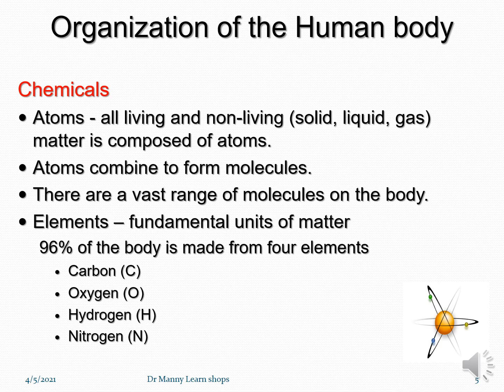When we look at initially the organization of the human body, you look at chemicals. And really, they're atoms. And atoms are all living and non-living matter. These can be solid, liquid, or a gas. Atoms combine to form molecules. And there are so many different molecules in the body. Elements are defined as the fundamental units of matter. And 96% of the body is made up primarily of 4 elements: carbon, oxygen, hydrogen, and nitrogen.